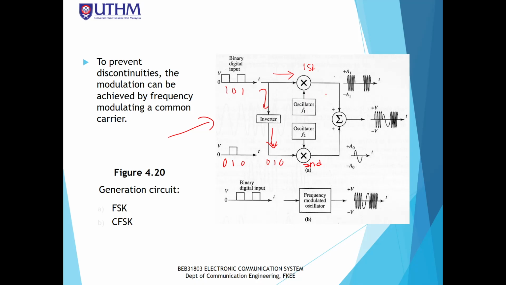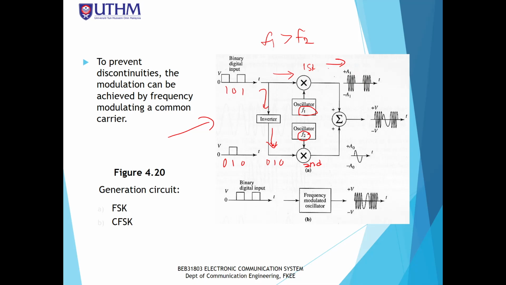So you see that in this example, the first oscillator F1 has a higher frequency compared to the second oscillator F2. So in this example, F1 is larger than F2. Okay, so when we multiply F1 with the input, what happens here is we produce on and off. So this is actually like on-off keying.